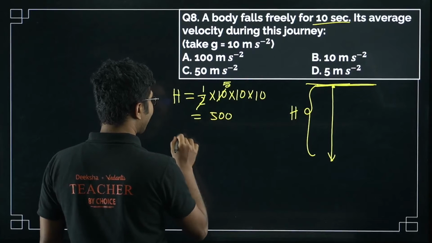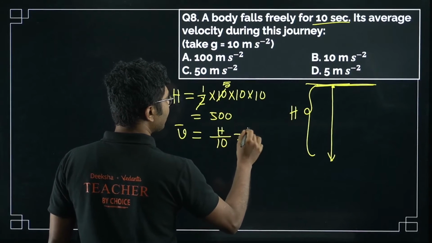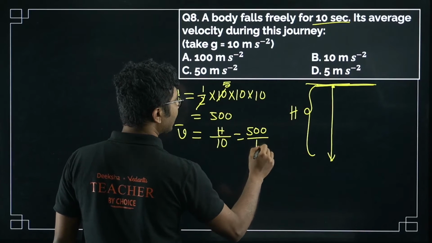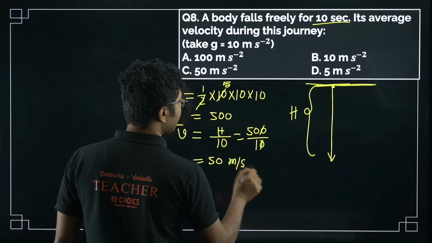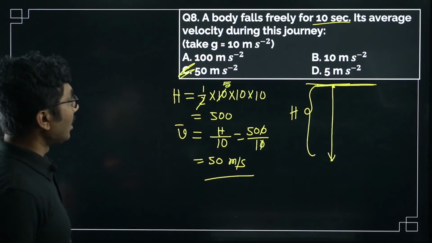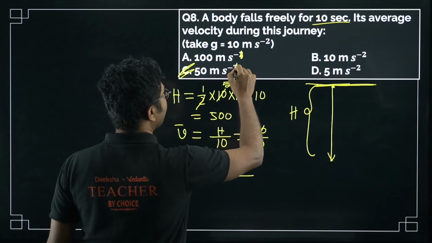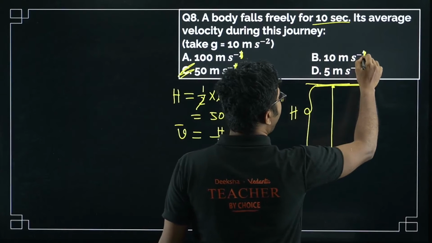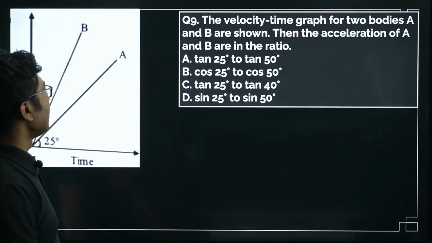Now what is the average velocity? Average velocity is displacement divided by time. So 500 divided by 10, that is 50 meter per second, the average speed. Everything will be per second, not second square. Obviously second square will be its acceleration, which is constant.